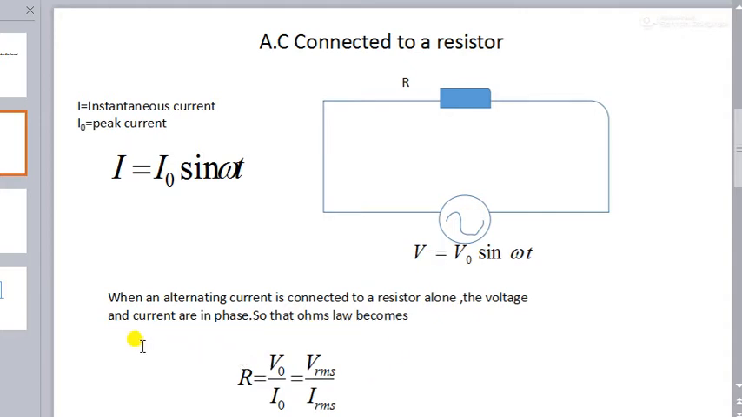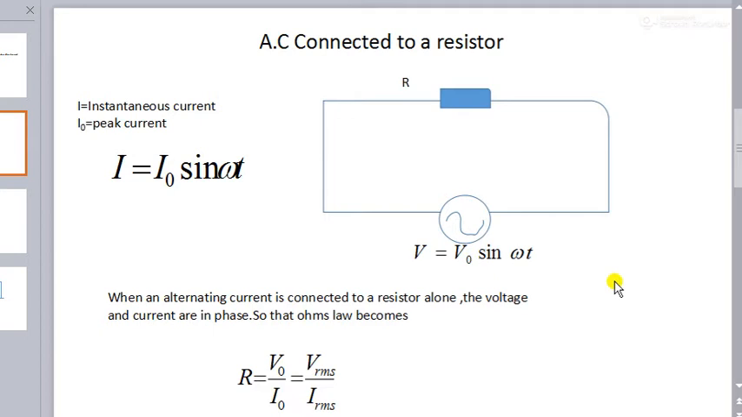And if we need to write the Ohm's law connecting the current and voltage, we are going to get a result like this. The resistance R is equal to V naught over I naught, and we can also show that the resistance R of the resistor can also be V RMS over I RMS. So take note of this.